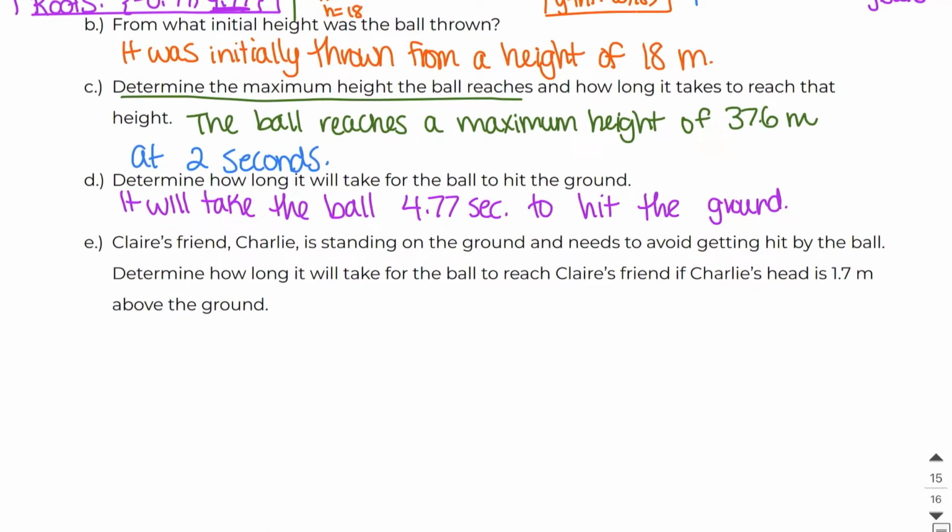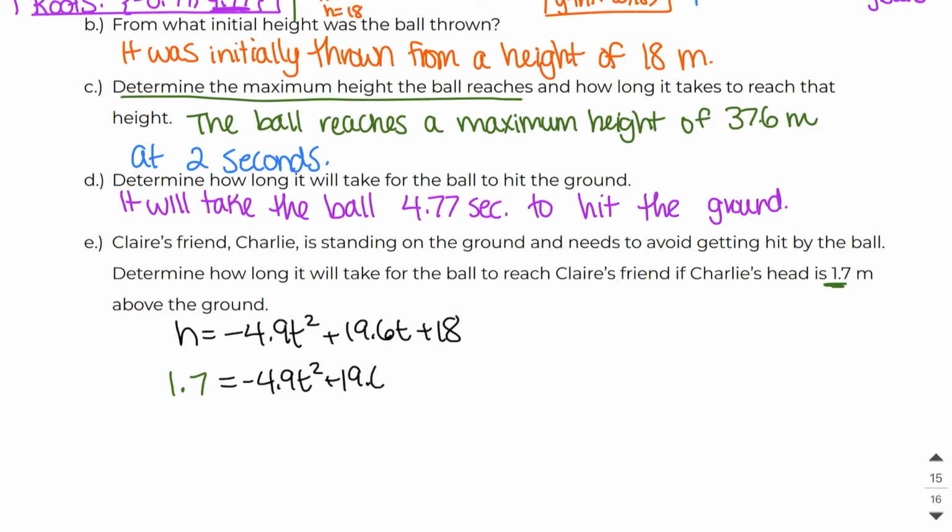How do we figure this out? Well, we use our equation. H equals negative 4.9t squared plus 19.6t plus 18. But this time what we're given is a height of 1.7 meters. So I'm going to replace the h with 1.7, and then I'm going to copy the rest of this equation down.